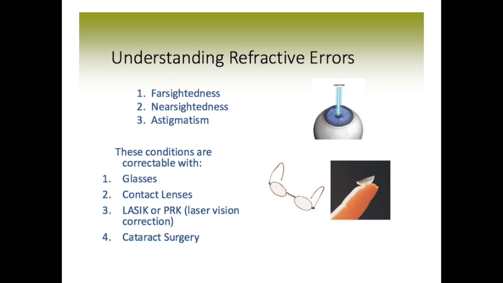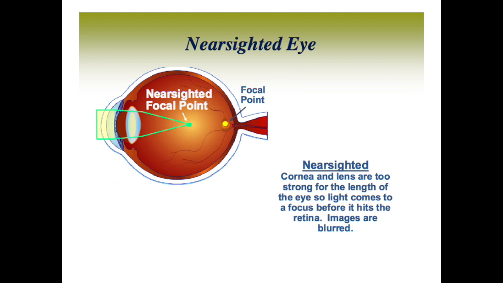So to help educate you about this, let's try to first explain refractive errors such as farsightedness, nearsightedness, and astigmatism. These are conditions that are correctable with either glasses, contact lenses, LASIK or PRK, generally referred to as laser vision correction, and/or cataract surgery. In the nearsighted eye, the cornea and lens are too strong for the length of the eye, so the light comes to a focal point before it hits the retina, and thus the images are blurred.